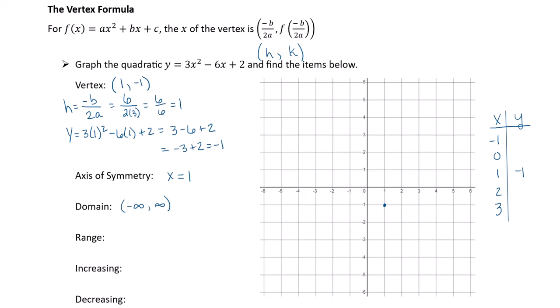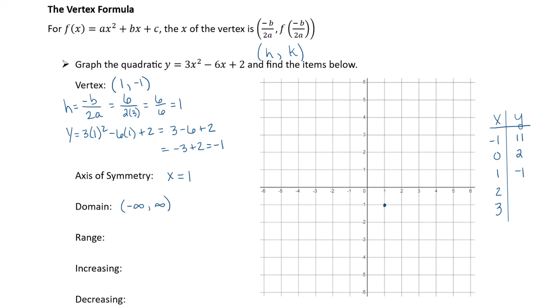If x is 0, I'm going to have 2. If x is -1, this would be -1 squared is 1 times 3 is 3, minus 6 times -1 makes a -6, so that makes +6, plus 2, so that's going to be 11. Okay, and let's try a 2.